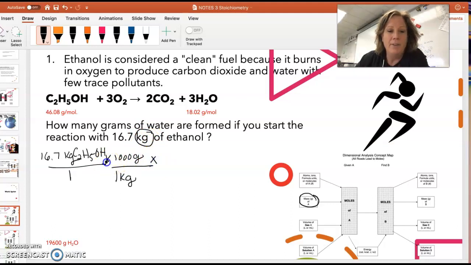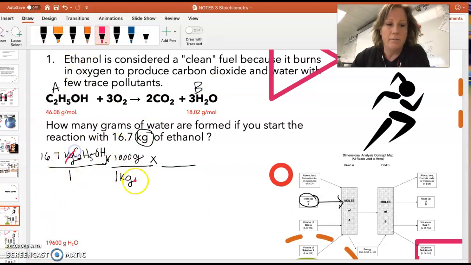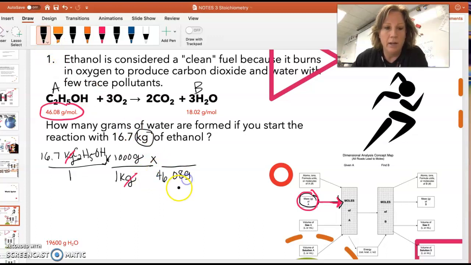Anyways, we would convert it to grams, and then we're going to go to moles. So this would be our A. And then we figure out what we are being asked: the water. So the water would be our B. Once I convert it to grams, now I can use the molar mass to convert to moles. I calculated it beforehand just to have it: 46.08 grams of ethanol in 1 mole of ethanol.